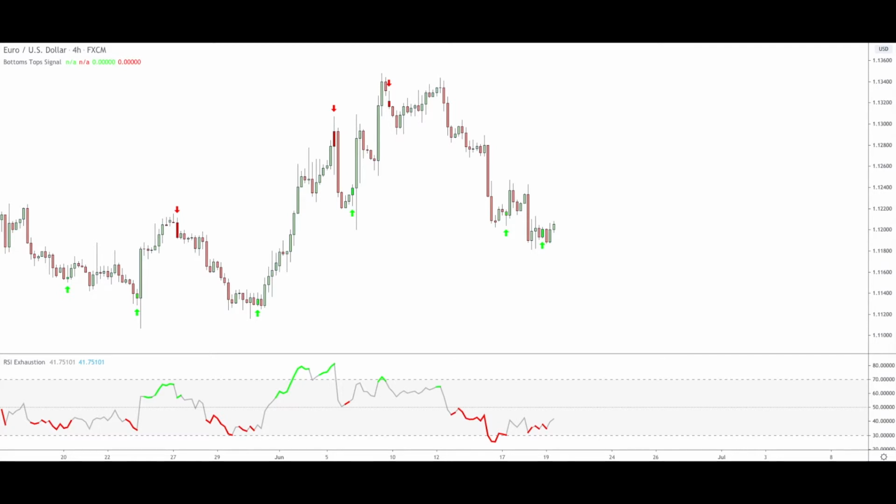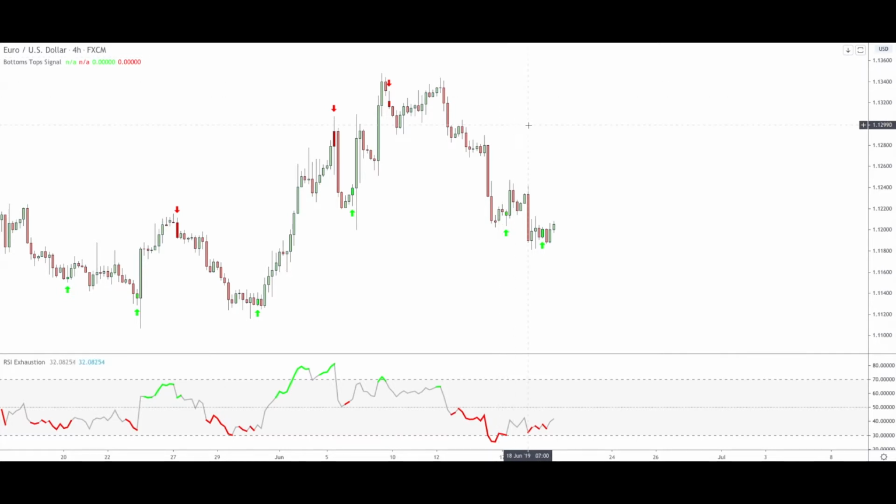This is where we trade minimalist. So we keep it simple by analyzing the market easily and with simple indicators. In this case, I'm looking at the Euro US dollar on a 4-hour time frame with two indicators, the bottom stop signal and the RSI Exhaustion. You can try them both along with more available on our suite. You find the link in the description down below to test them yourself.